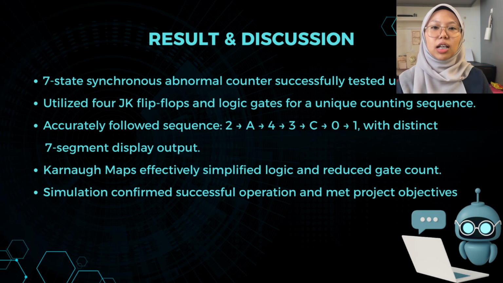Next is result and discussion. The 7-state synchronous abnormal counter was successfully tested using Multisim. It utilizes 4 JK flip-flops and logic gates for a unique counting sequence. It accurately followed the sequence 2A43C01 with distinct 7-segment display output. Karnaugh maps effectively simplified the logic and reduced the gate count. The simulation confirmed successful operation and met the project objective.